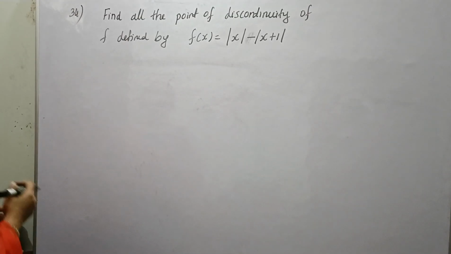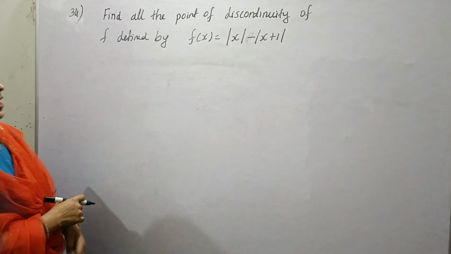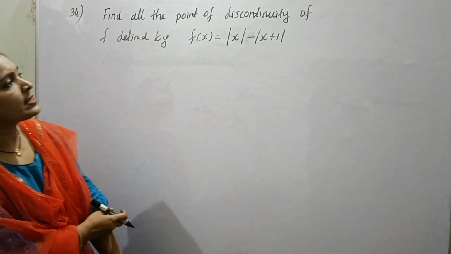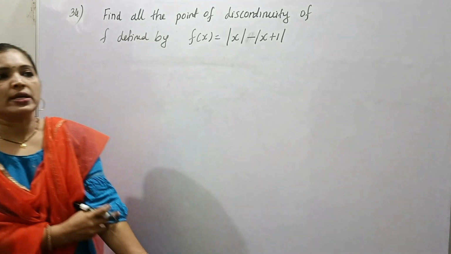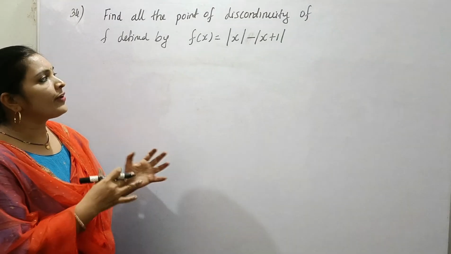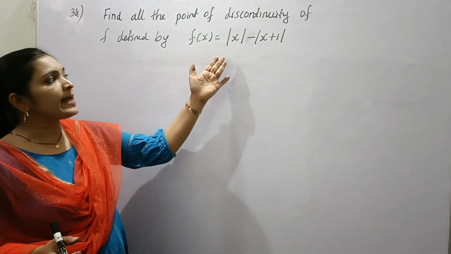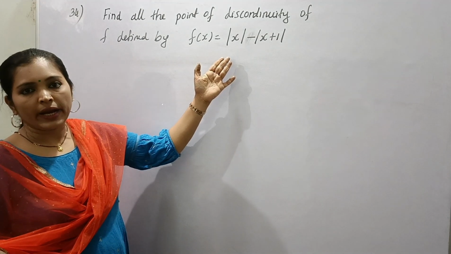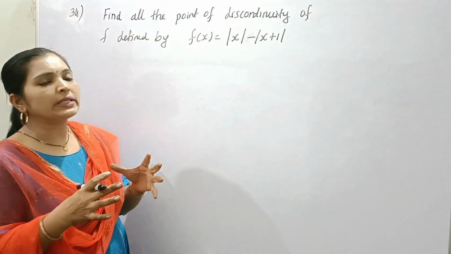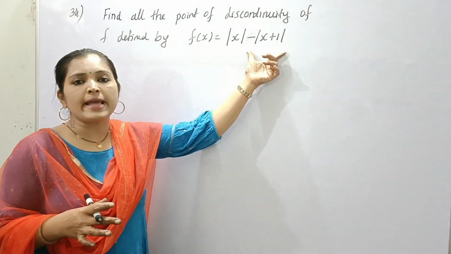Find all the points of discontinuity of f defined by f(x) = |x| - |x + 1|. Here the given function is f(x) = |x| - |x + 1|. Here |x| is a continuous function, right? And here we have to check the continuity of |x + 1|.